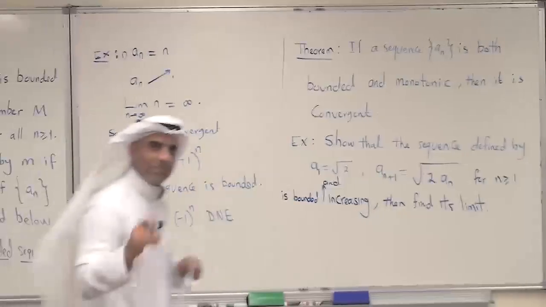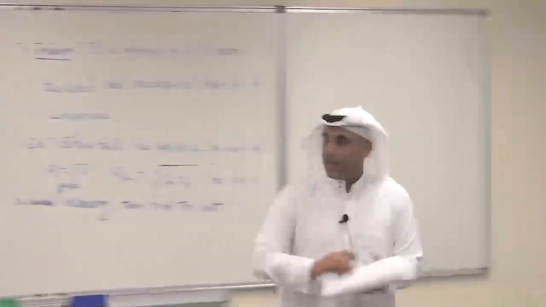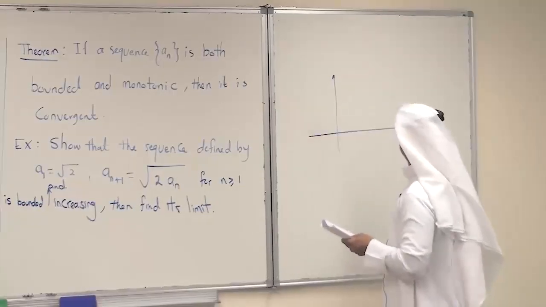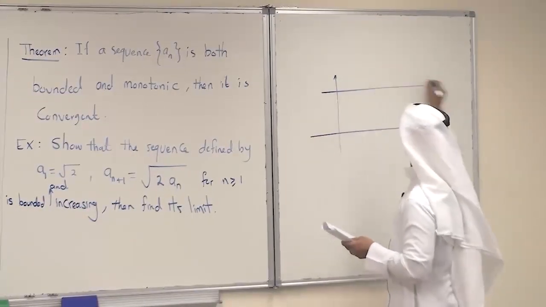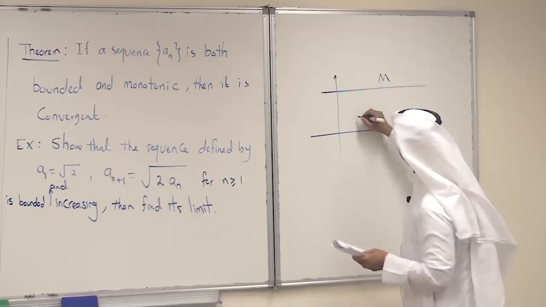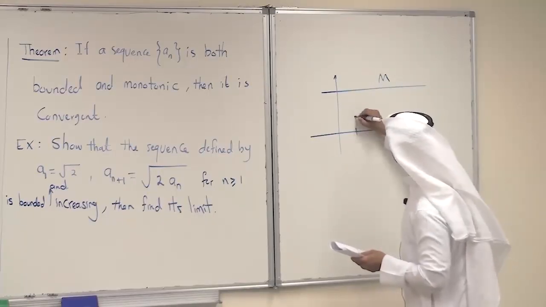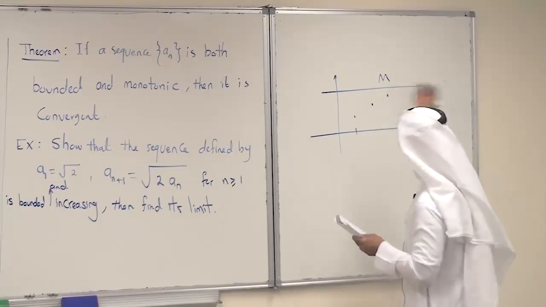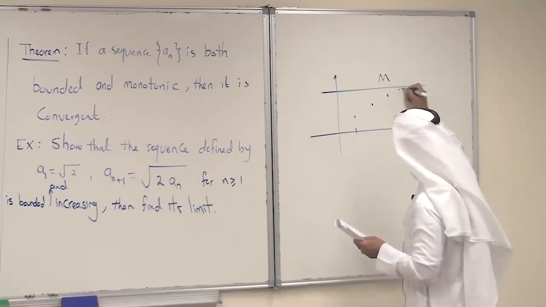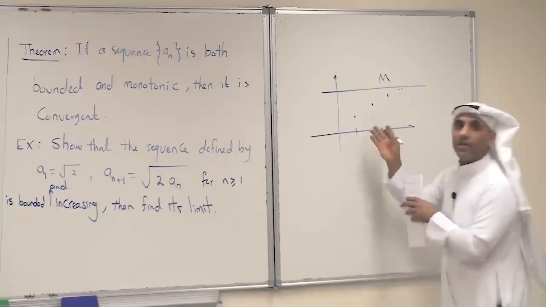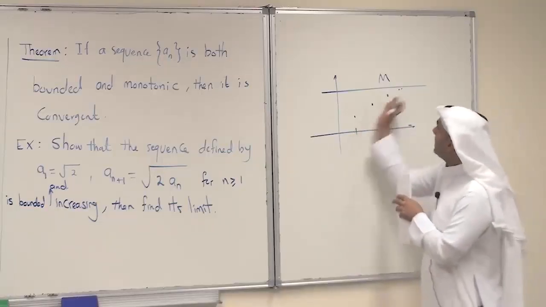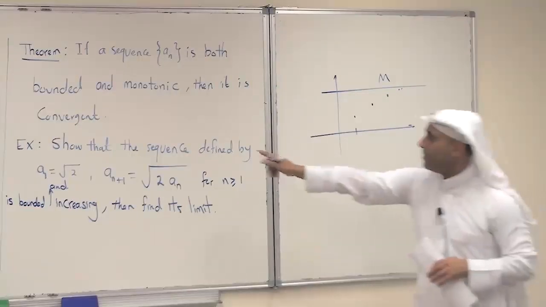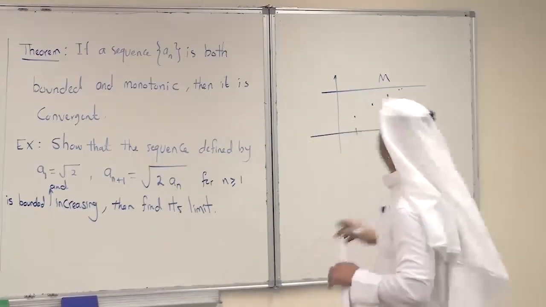Let me say some words before I go to the example here. If I have a sequence which is, let us say, bounded above by this capital M, and the sequence starts here, then it is increasing, and it keeps the same behavior, increasing, increasing. It's enough also to say that this sequence, because it is increasing and bounded above, is for sure convergent. That is a second part of the theorem here.